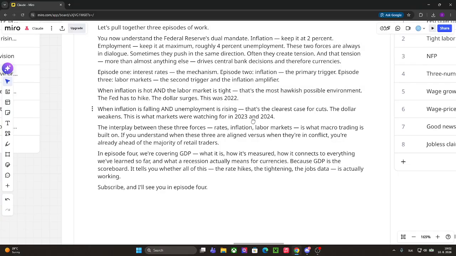The interplay between these three forces, rates, inflation, labor markets, is what macro trading is built on. If you understand when these three are aligned versus when they're in conflict, you're already ahead of the majority of retail traders. In episode 4, we're covering GDP, what it is, how it's measured, how it connects to everything we've learned so far, and what a recession actually means for currencies. Because GDP is the scoreboard. It tells you whether all of this, the rate hikes, the tightening, the jobs data, is actually working.